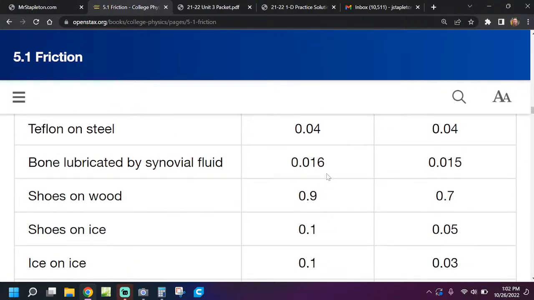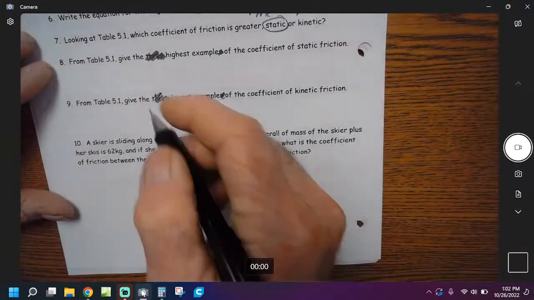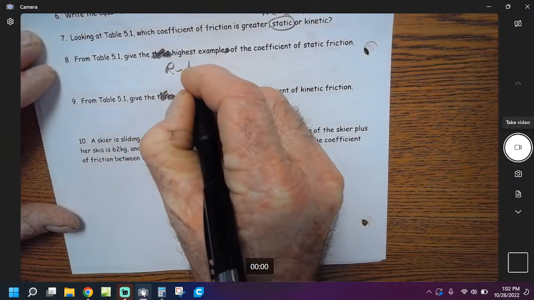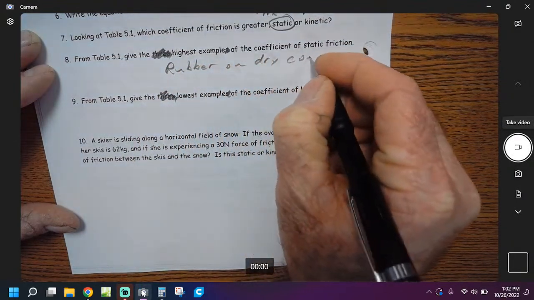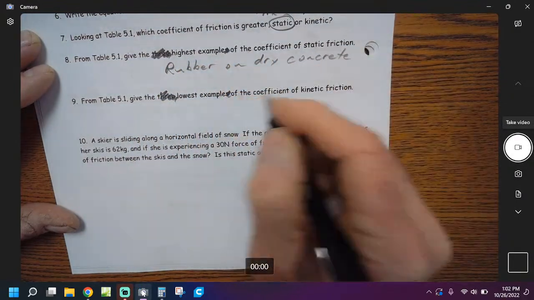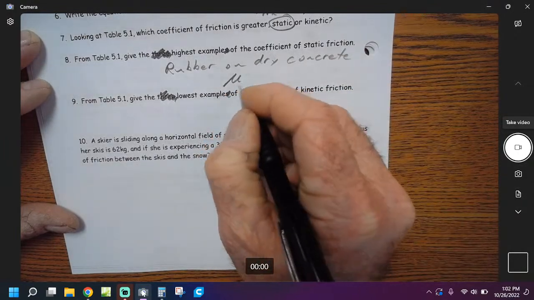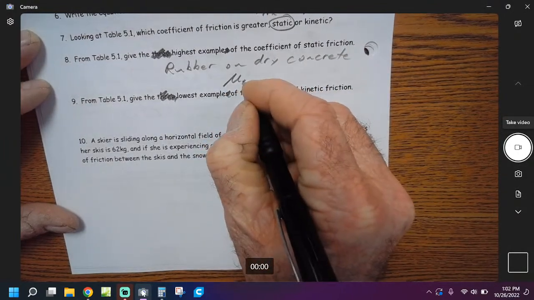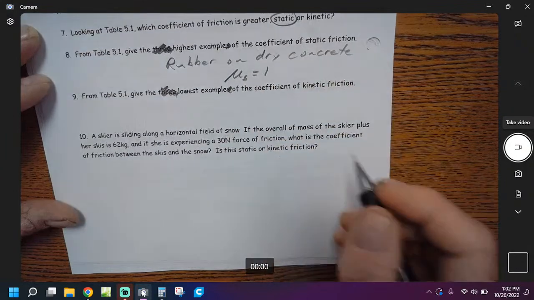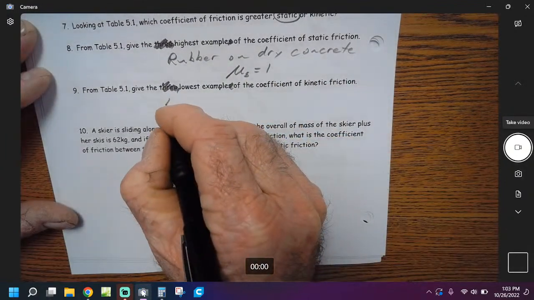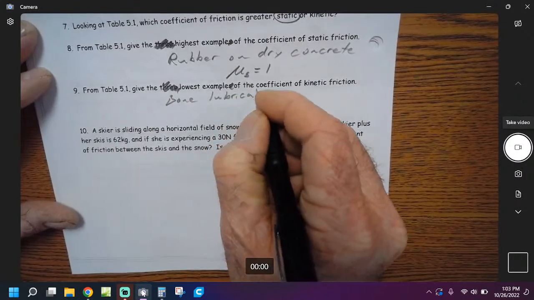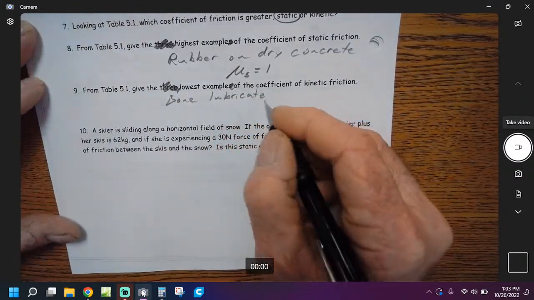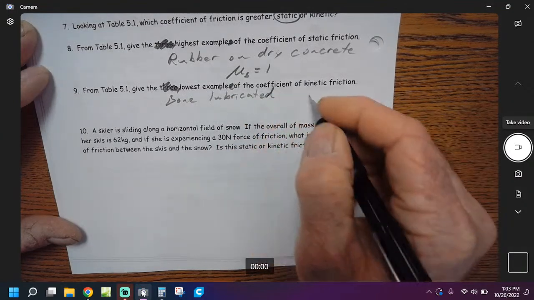So there's the highest and then the lowest, which is bone lubricated by synovial fluid, 0.015. So rubber on dry concrete, and that's mu s equals 1, and bone lubricated. So it'd be two bones with some synovial fluid between.